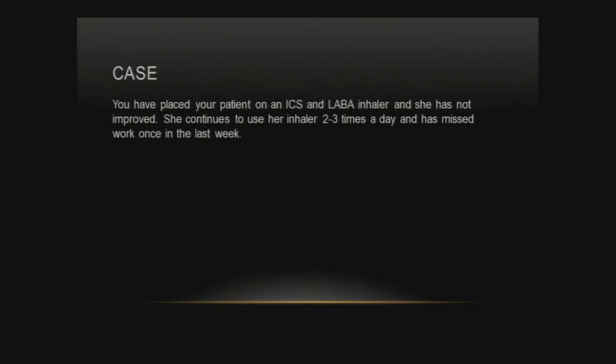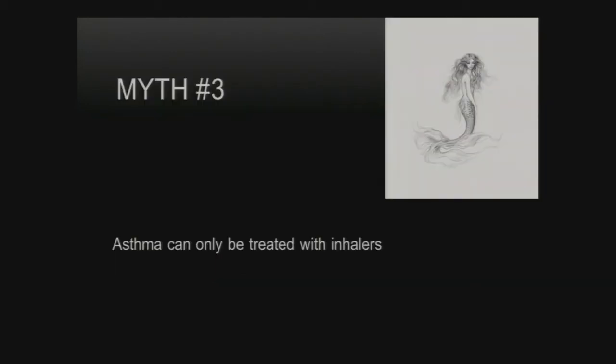Okay, so let's go back to our case. You've placed your patient on an inhaled corticosteroid and a long-acting beta agonist, and she has not improved. She continues to use her inhaler 2 to 3 times a day and has missed work once in the last week. So what do you do now? Do you add more inhalers, increase their inhaled corticosteroids? This is another myth that I'll hopefully help you with: asthma can only be treated with inhalers. That is false.